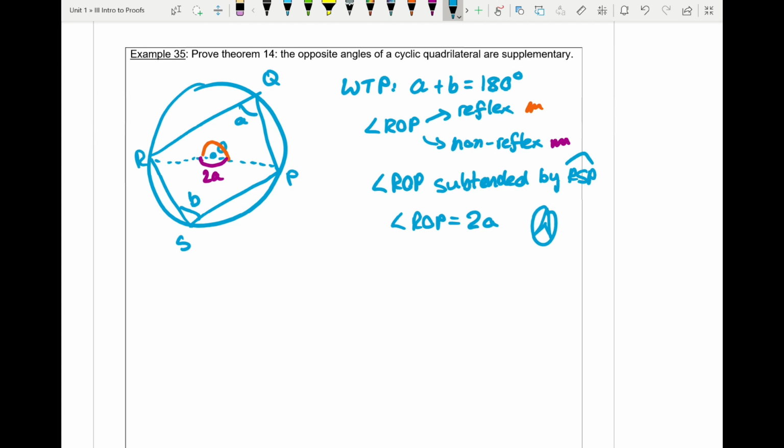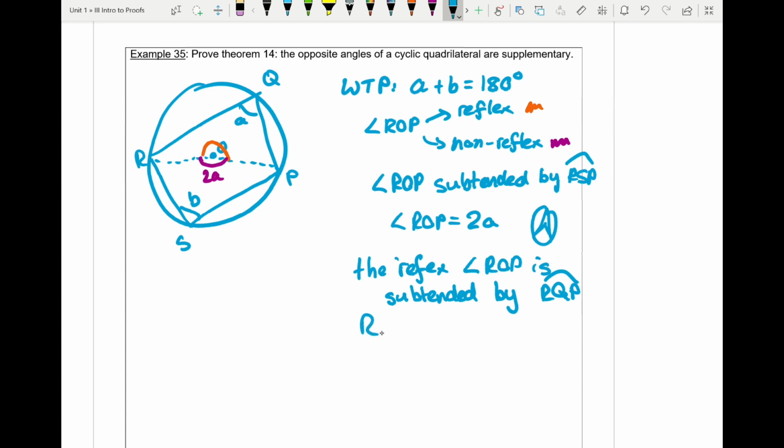The reflex is also true. So the reflex angle ROP is subtended by RQP. So let's call it R for reflex angle ROP is therefore equal to 2 times the angle RSP, which is B. So that is, again, using the same property over there.